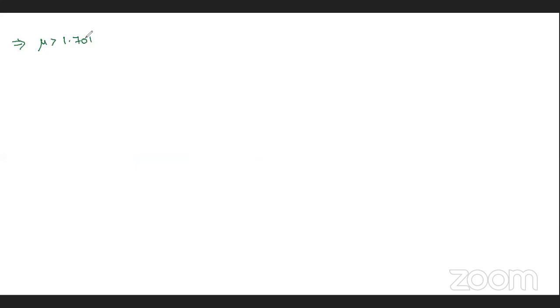Correct. And what is the other angle? 72, right? I am getting 1.051. Yes, sir, same. So mu is greater than 1.05 something. Okay, leave it. We can approximately take 1.701 as 1.7. Now what will be the value of mu?